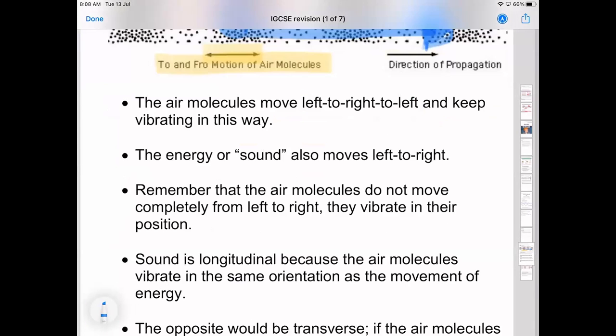Also, the energy, the sound, also moves left to right. So remember that these are progressive waves. They're carrying energy. And if you've ever stood next to a loudspeaker, you can actually feel the energy from the speaker. You can feel it almost pushing your body. You can feel it almost like wind, if I can call it that.